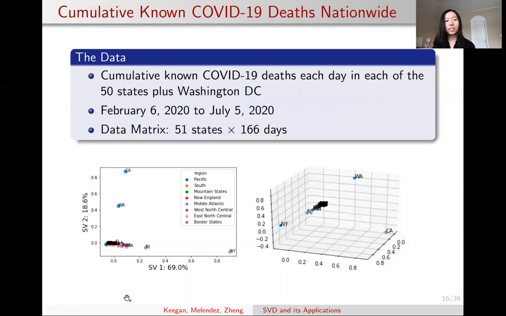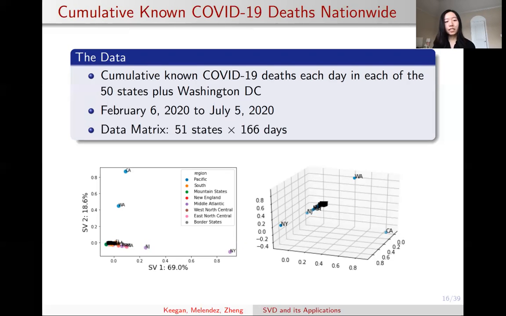Here's analysis over the cumulative known COVID-19 deaths each day. And this is for 50 states plus Washington, D.C. So we have 51 observations. And the date ranges from February the 6th to July the 5th, with February the 6th being the first day where a death case appeared in the United States.